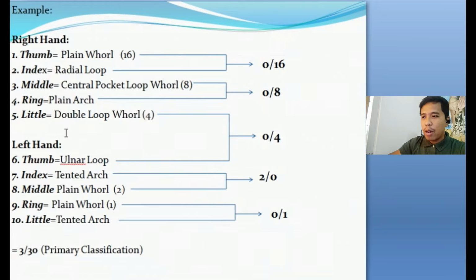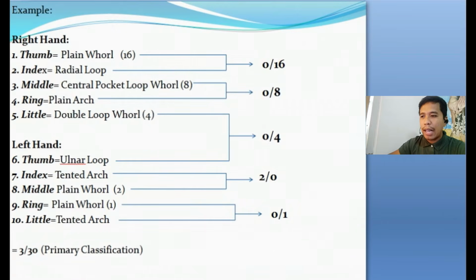Now, in the third pair, which is little finger and the thumb, may double loop whorl which appears in the right little finger and ulnar loop on the left thumb. In this case, the value is 0/4. Why 0/4? Kasi yung little finger niya, ang value niya is 4. Why 4? Because double loop whorl yan eh. Pero yung left thumb niya, 0 yan. Bakit 0? Because, again, loop pattern siya. So, saan ilagay yung 0? Ang thumb is number 6. So, saan ilagay? Ilagay dyan sa numerator.